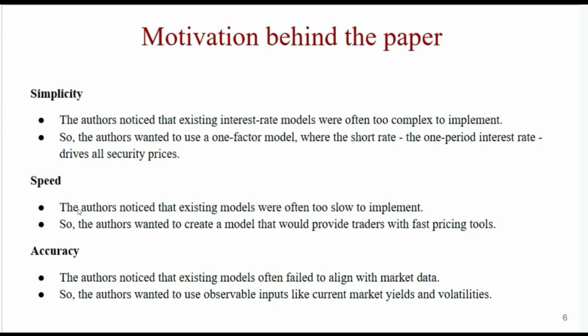They noticed that existing models were too slow to implement, so they wanted to create something that would provide traders with fast pricing tools. And finally, the authors were motivated by the need for accuracy. Existing models often fail to align with market data, so the authors wanted to use observable inputs like current market yields and volatilities.